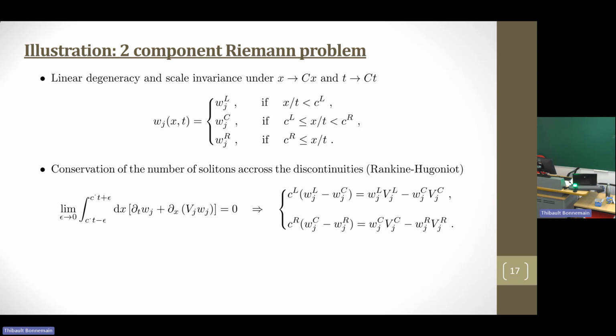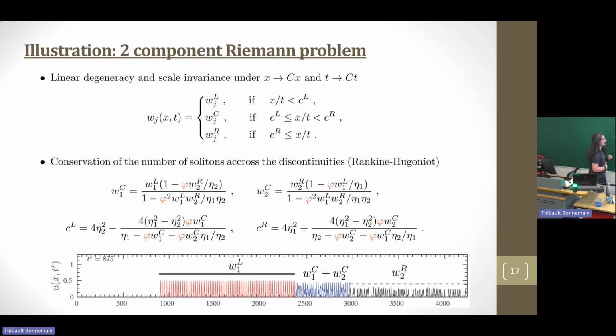You have CL, CR, and the weights W1C and W2C in the middle. Okay, so this you can solve. I write them here for the record, but ultimately that's what you get. So you have your initial components on the left and the right, and you have a middle part that expands with velocity CL on the left and CR on the right.